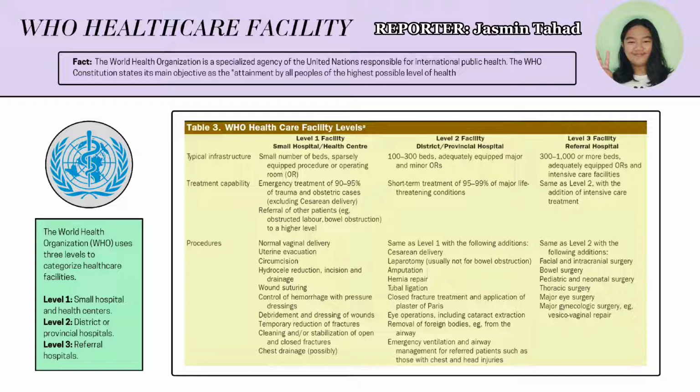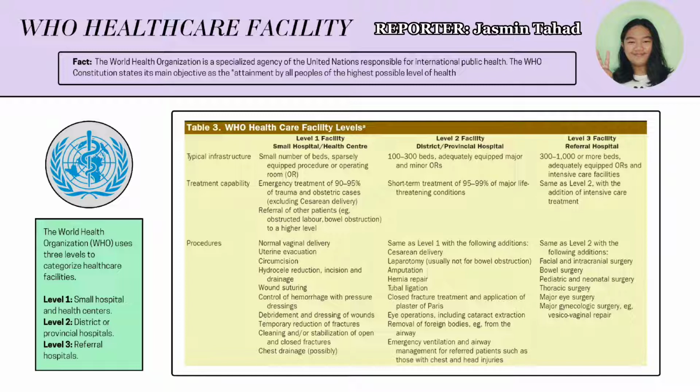The typical infrastructure for level 2 facilities: there are 100 to 300 beds, adequately equipped with major and minor operating rooms. Sa level 2 facilities daw, meron silang capacity ng 100 to 300 beds, tapos may major and minor operating rooms sila.